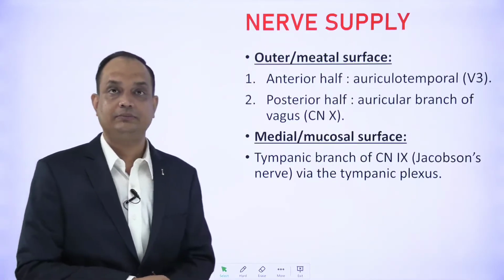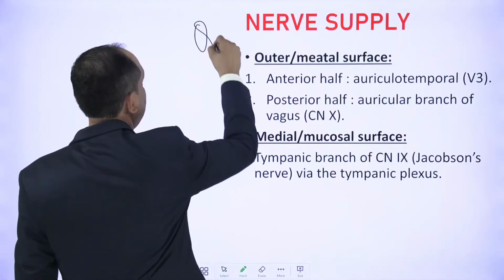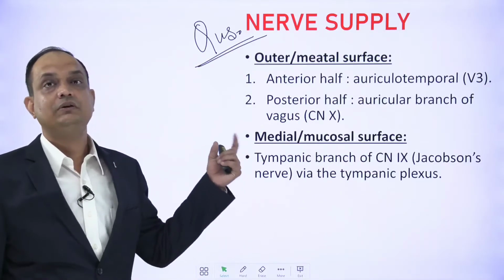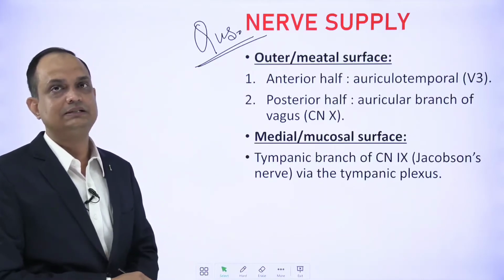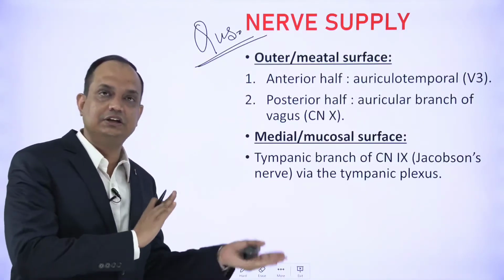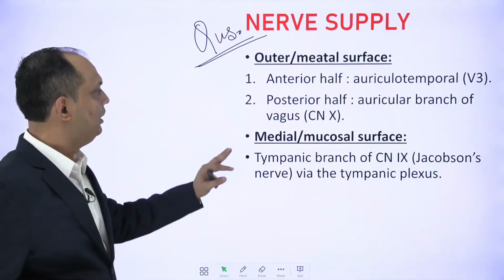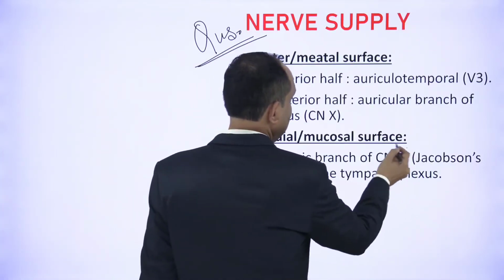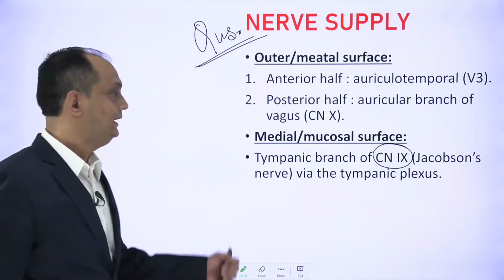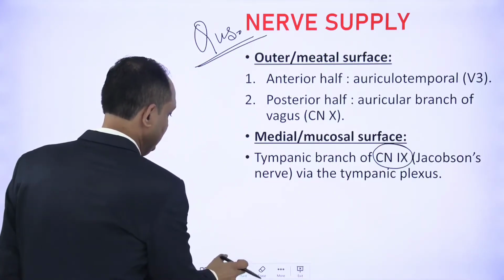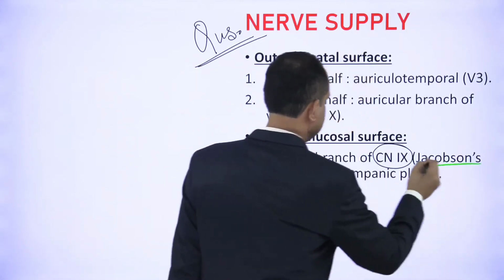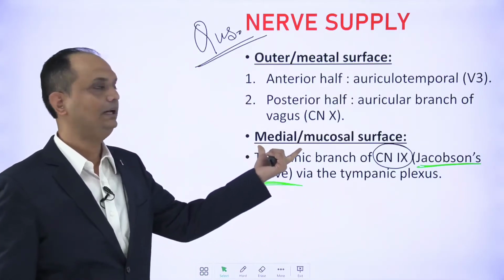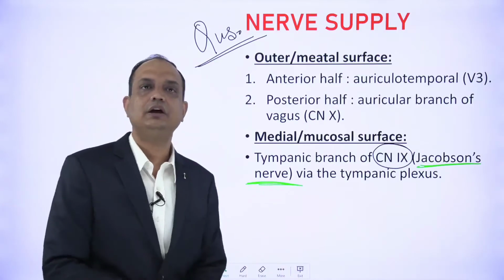Now, what about the nerve supply? This is a very commonly asked question. When you have the small one-liners or the MCQs, this becomes one of the very common questions in the exam. The answer is that there is a nerve supply on the external surface and a nerve supply on the inner surface. On the inner or mucosal surface, you have only one nerve, and that is a branch of your ninth or glossopharyngeal nerve. This is known as the tympanic branch, or by a very important name, Jacobson's nerve. So, this Jacobson's nerve is the sensory supply of the medial or mucosal surface of the tympanic membrane.